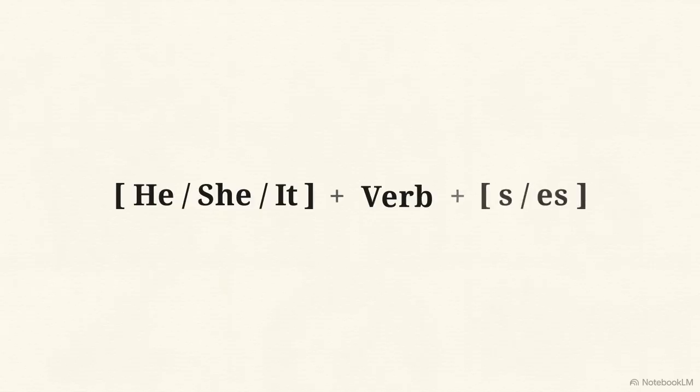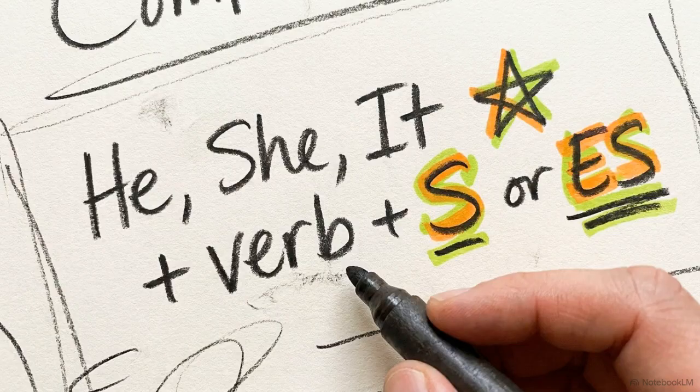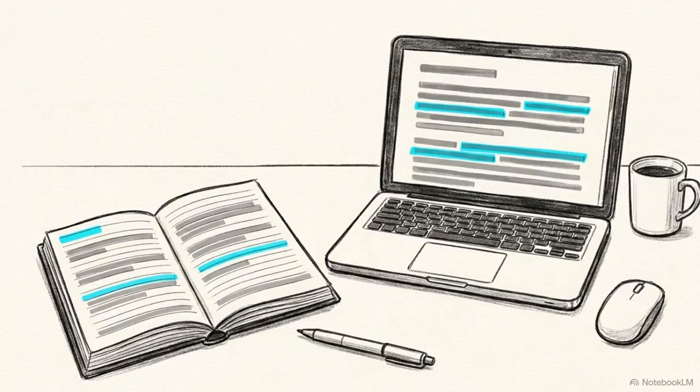When using singular pronouns, he, she, or it, the action verb must end with s or es. Write this formula down on your paper. He, she, it, plus verb, plus s or es. Having this visible helps you double-check your sentences as you draft them.